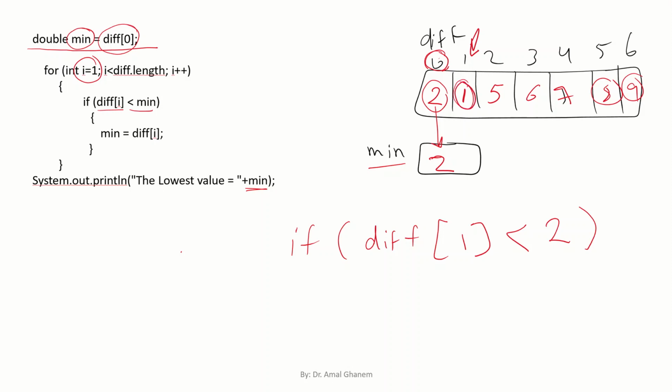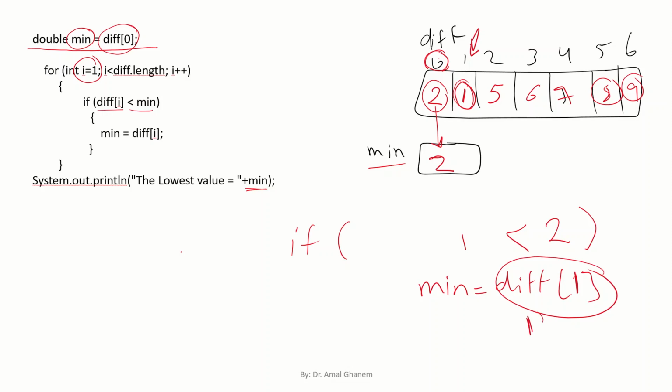So it's more like I'm saying if the value 1 is less than 2, and this is true, 1 is less than 2. So what I'll have to do, I'll have to say minimum equal difference at location I, which is currently 1. Difference of location 1 is holding 1. So take this one and save it in minimum. So minimum will be changed and the value will be 1, which means I found another value that is smaller than 2, and I will save it in the variable minimum. Then we are done with location 1.